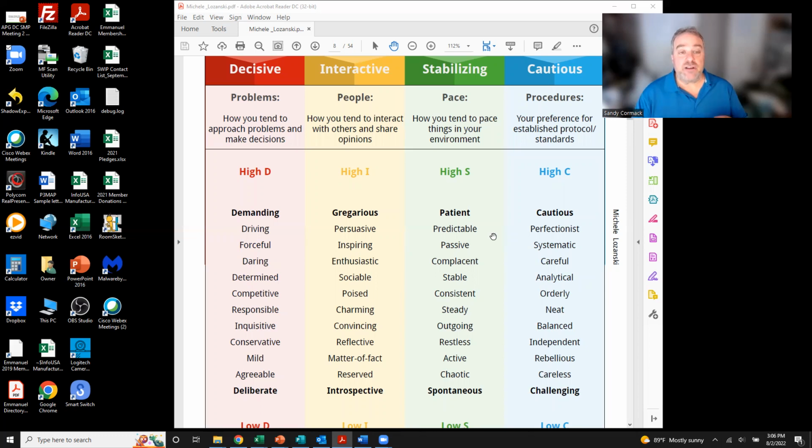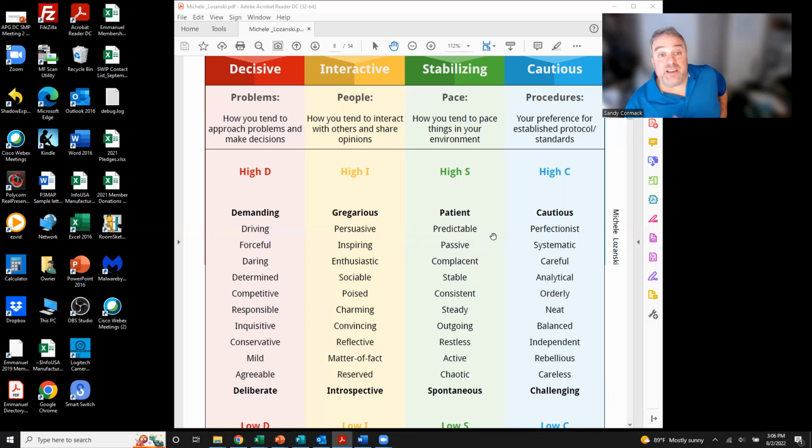The first dimension is decisive. Decisive looks at how you tend to approach problems and make decisions. So this is your decision-making behavior. That's why the D stands for decisive. Okay, so imagine that you are faced with a problem and you react to that problem. You decide, what am I going to do about this problem?